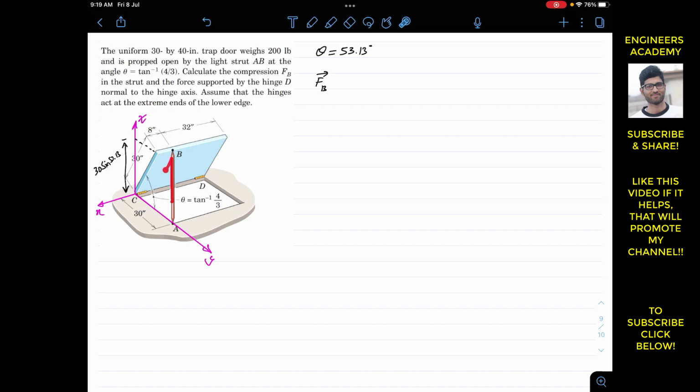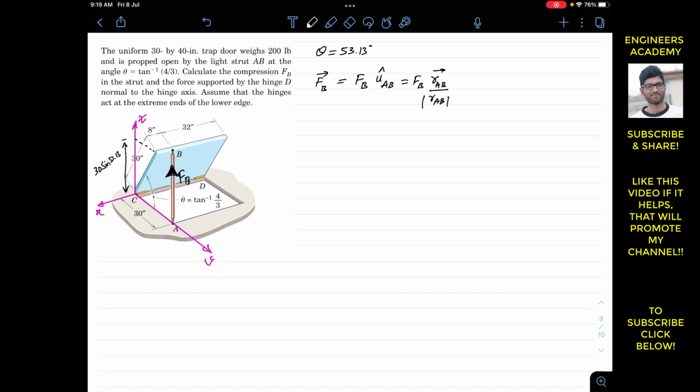So FB is acting in this direction. So let's say this is our FB direction, which is acting from A to B. This is FB. So the FB Cartesian vector will be equal to the FB magnitude times the unit vector, and the unit vector is from A to B, and we can write that FB times the unit vector from A to B can be written as the position vector from A to B divided by its magnitude.